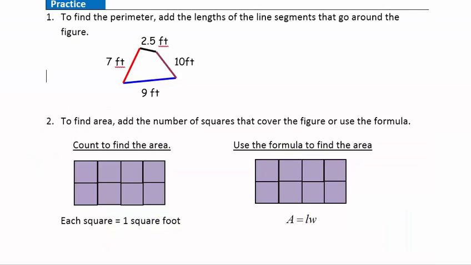Go ahead now and pause your video player and answer these two practice questions. When you're done, hit play to see how you did.